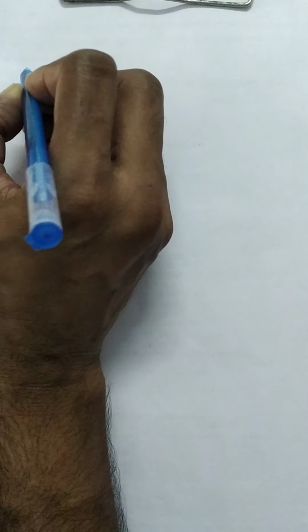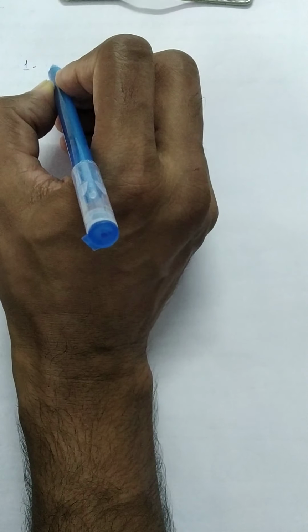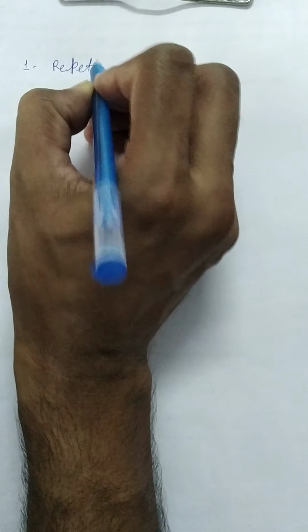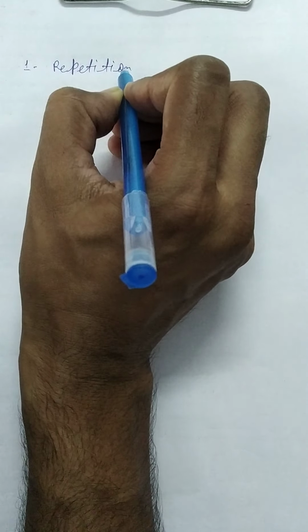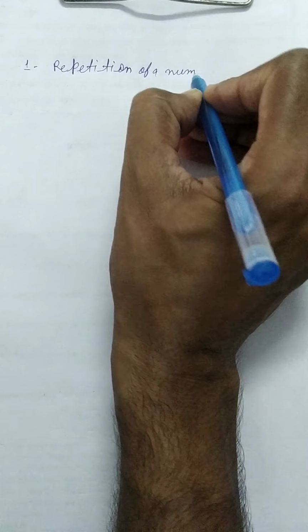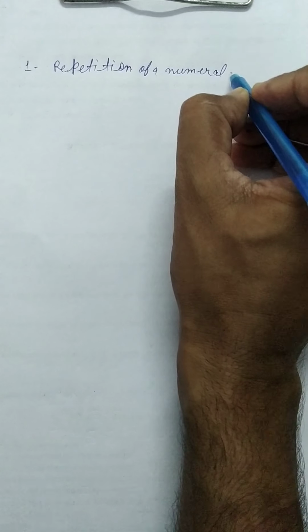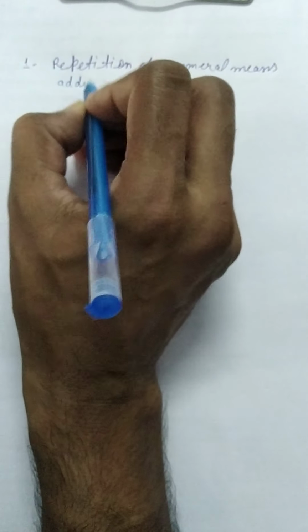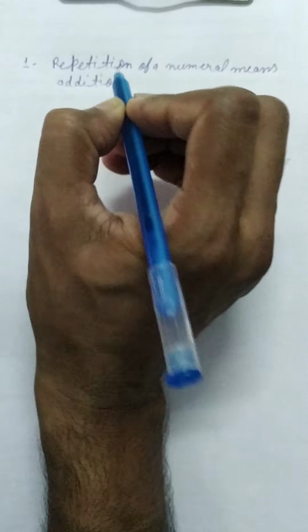So students, to obtain other numbers there are certain rules. First of all, rule number one is repetition of a numeral means addition. Means if we repeat any numerals, then that means addition.